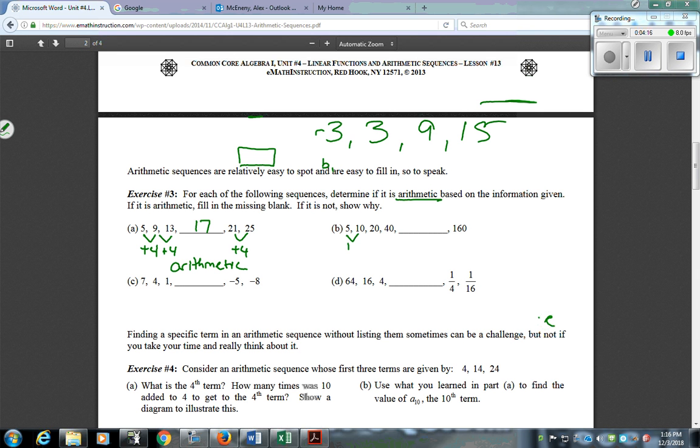Now for B, if I add 5 to get from 5 to 10, but then I add 10 to get from 10 to 20, so B is a no.